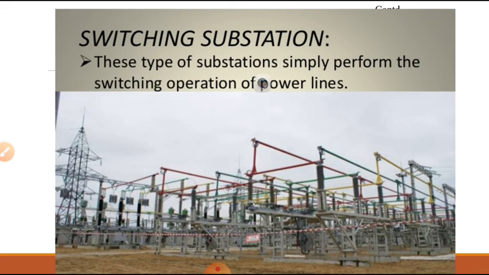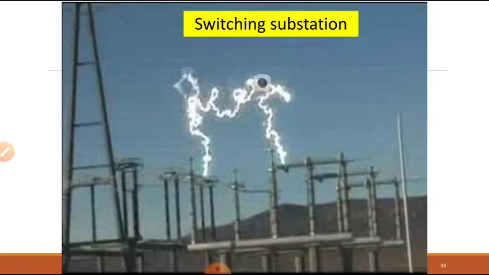While there is switching, it is possible to get an arc. You can see this also. This type of substation simply performs the switching operation of power lines, intended only for switching on and off. You can see here, this is the switching substation. Even after opening by circuit breakers, due to the charging current, if you open at the time of the isolators, there is a possibility of this much arc for the high voltages. You can see it.